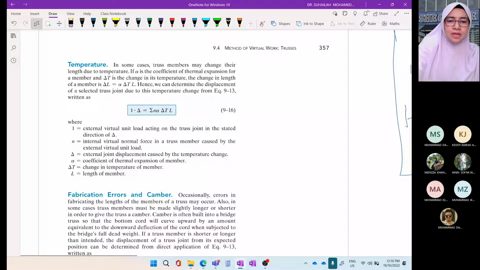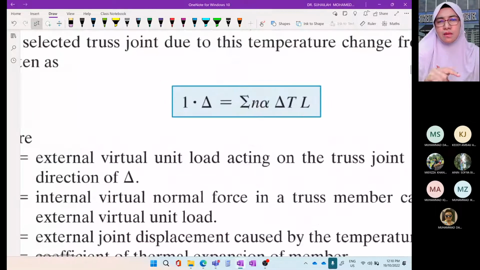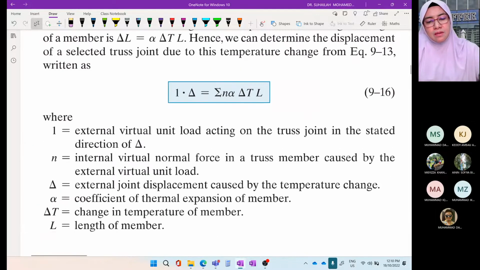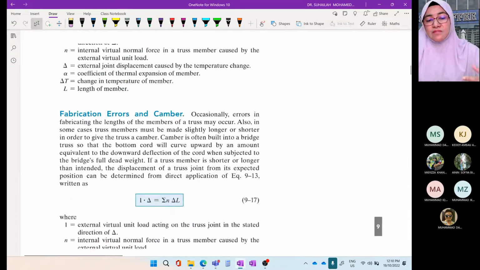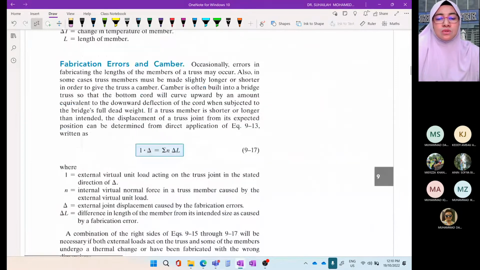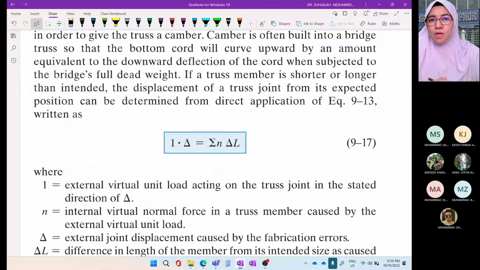Okay, so ini formula when we need to calculate deflection due to temperature changes. Ada alpha, ada delta T. What is alpha, what is delta T? You kena baca dekat sini. Even though dulu tak belajar, sekarang ni kena baca. Sama juga dengan fabrication error. So what is fabrication error actually? And what is the formula to solve for the displacement considering fabrication error? You kena study dekat sini.